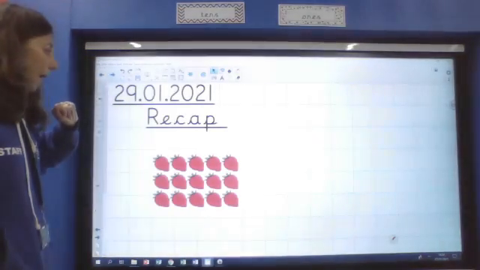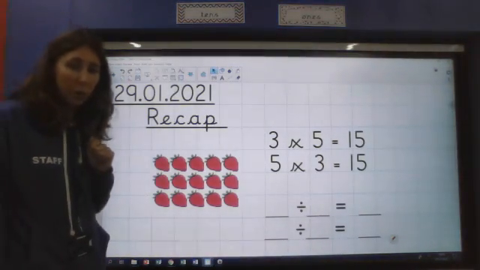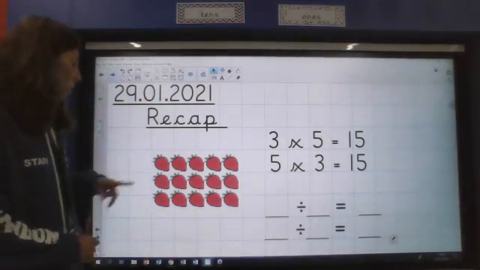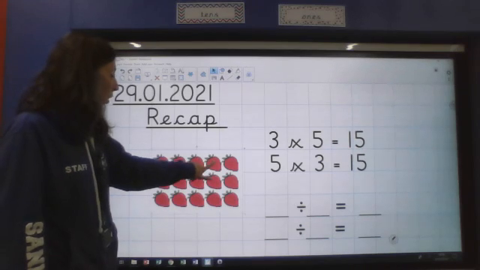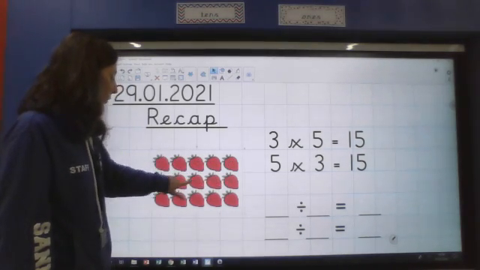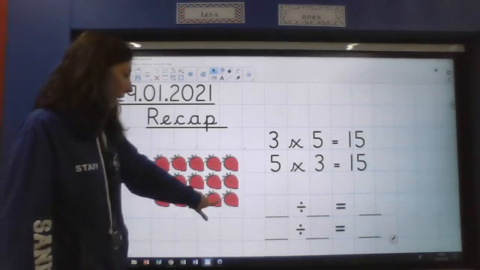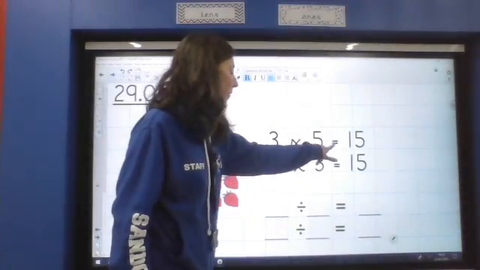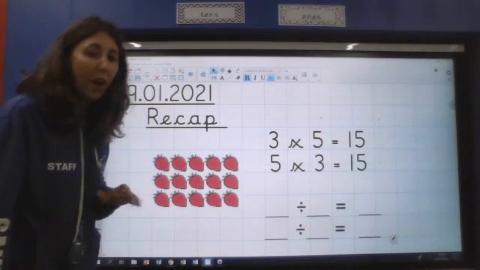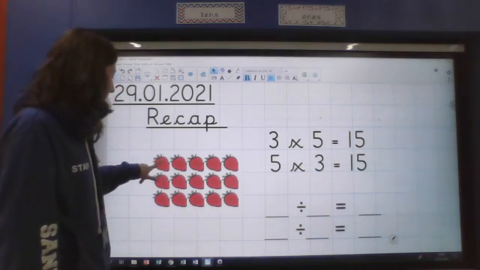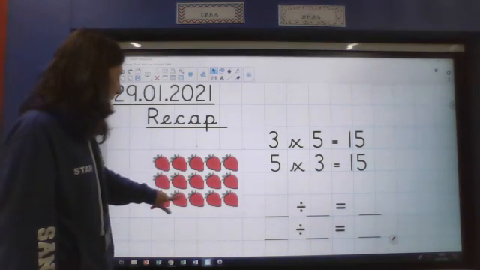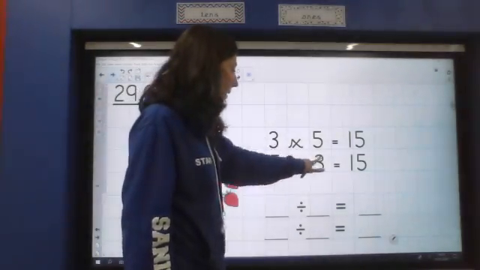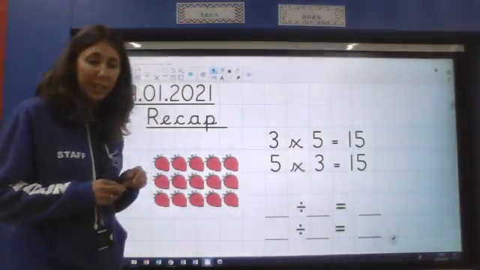Okay. Maybe you were able to write 2 multiplications. So if we think about our numbers going across, I've got 5 and I've got 3 lots of 5 with 15 altogether. So 3 times 5 equals 15. Or if I think about my array the other way, I could have groups of 3 and I could have 5 groups of 3. 5 times 3 equals 15.